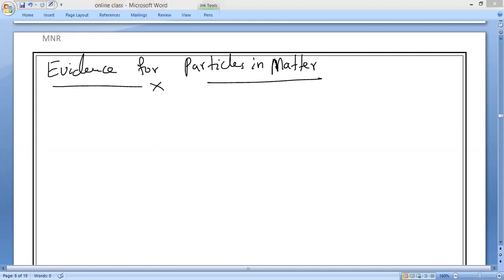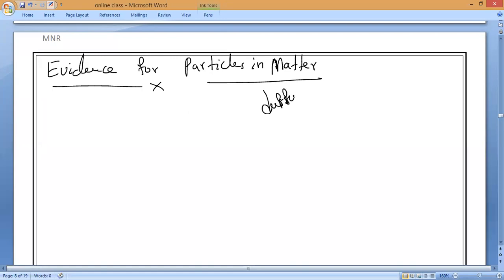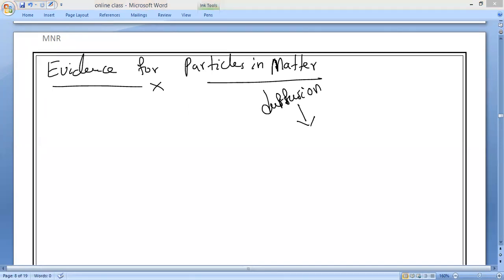Now, the evidence for the existence of particles in matter and their motion comes from experiments on diffusion. So what do you mean by diffusion? You can prove both statements with the help of the diffusion experiment. Let us try to understand very carefully: when different substances mix, their particles keep on moving.